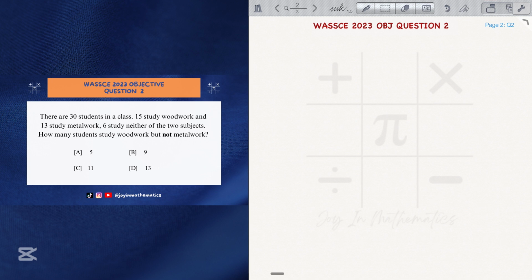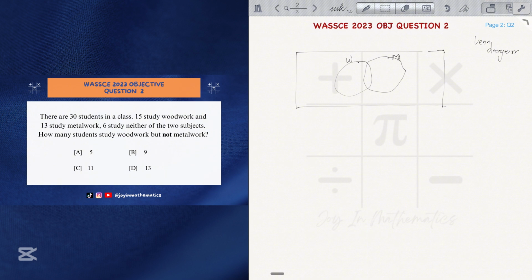So this is a question on sets. So we have to involve a Venn diagram in this. So we have to draw a Venn diagram. Okay, remember Venn diagram. Let me write it out. Venn diagram. And we have 2 subjects. Okay, we have woodwork, let's call it W. And we also have metalwork, let's call it M.